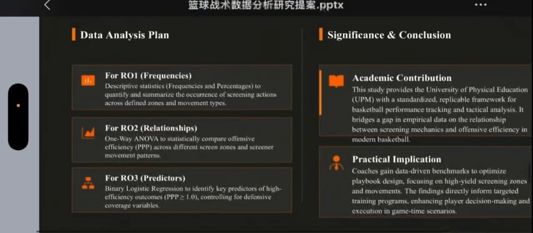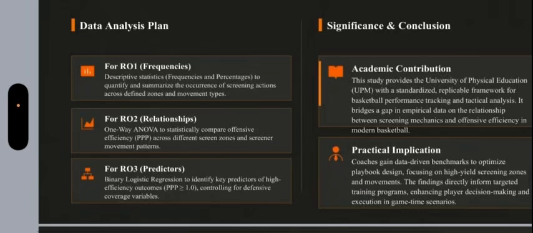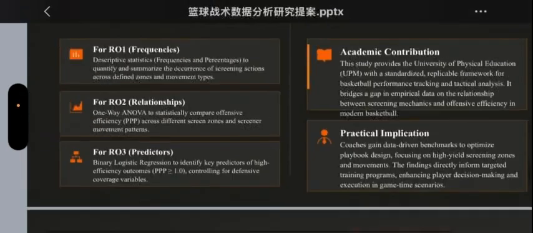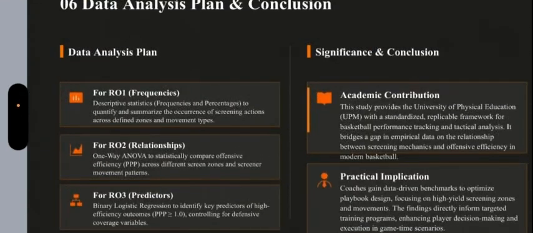Finally, data analysis describes the plans, software and limitations. Descriptive statistics and one-way ANOVA will test efficiency across screen location and screener movement, with post-hoc tests where significant. Binary logistic regression treats high efficiency as a 1, no efficiency as a 0. The model controls defensive type and screens out key predictor indicators with a significance level set at 0.05.